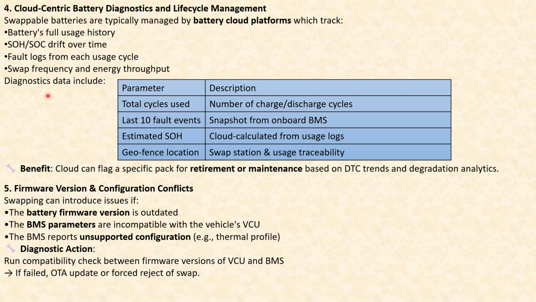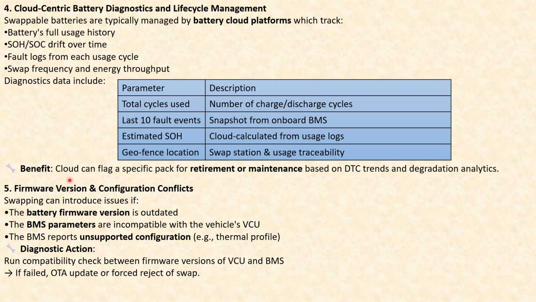And diagnostics data can include total cycles used, that means the number of charge and discharge cycles. One cycle means one charge and one discharge. And the last 10 fault events, a snapshot from the onboard battery management system, estimated SOH cloud-calculated from usage logs, and geofence location, swap station, and usage traceability.